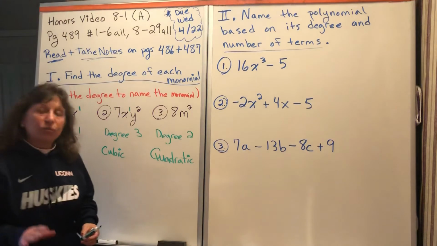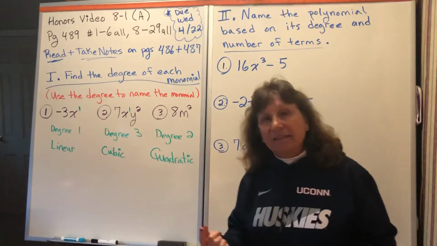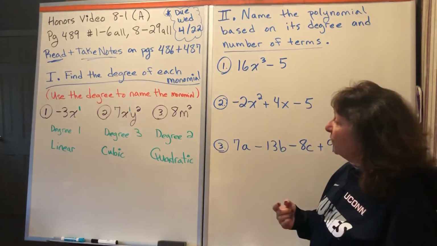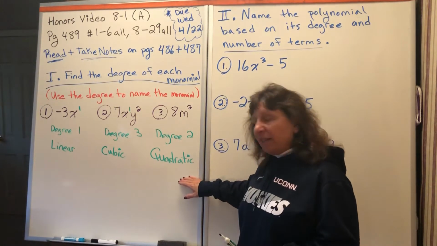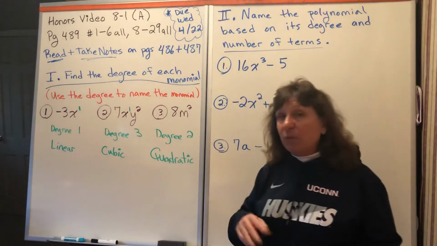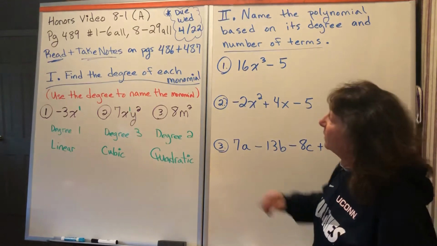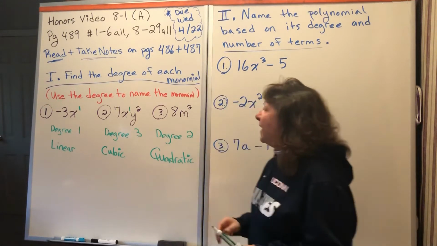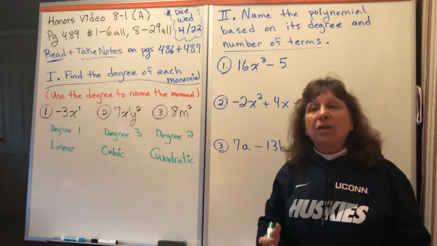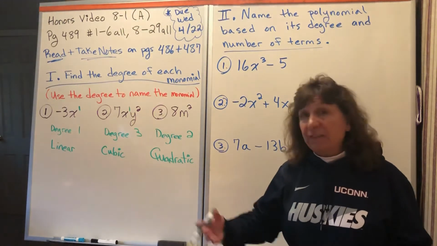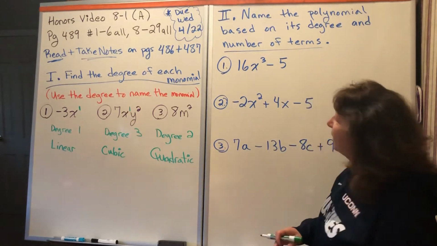So if the degree of the expression is 1, we call it a linear relationship. If the degree is 2, we call it quadratic. If the degree is 3, we call it cubic. And all that vocab is contained within these 2 pages. And if we go beyond a degree 3, we then call it 4th degree, 5th degree, 6th degree, 7th degree, 8th degree, and so on and so forth.